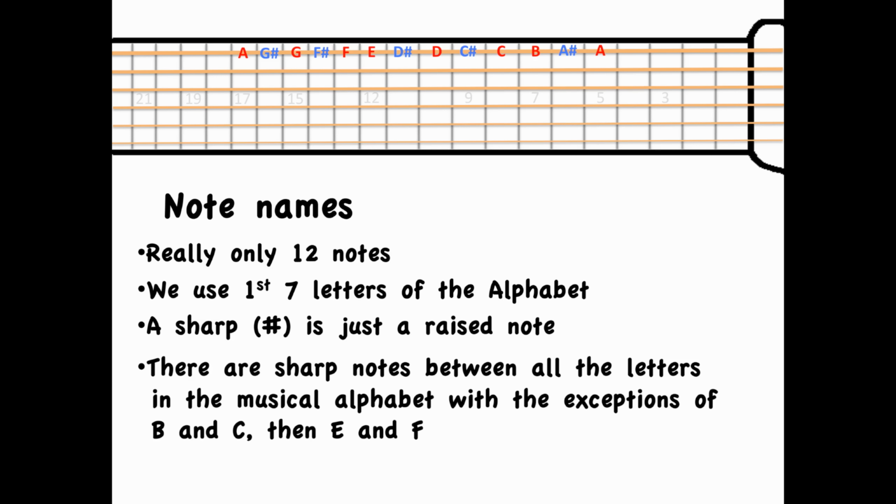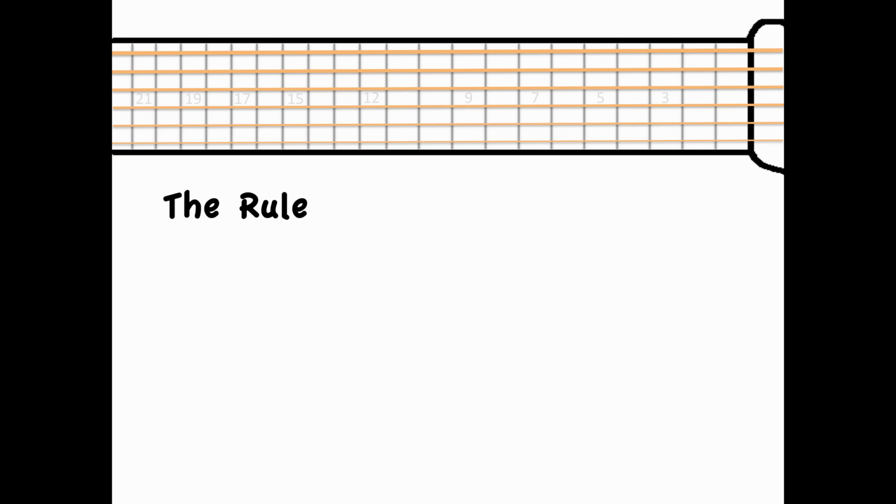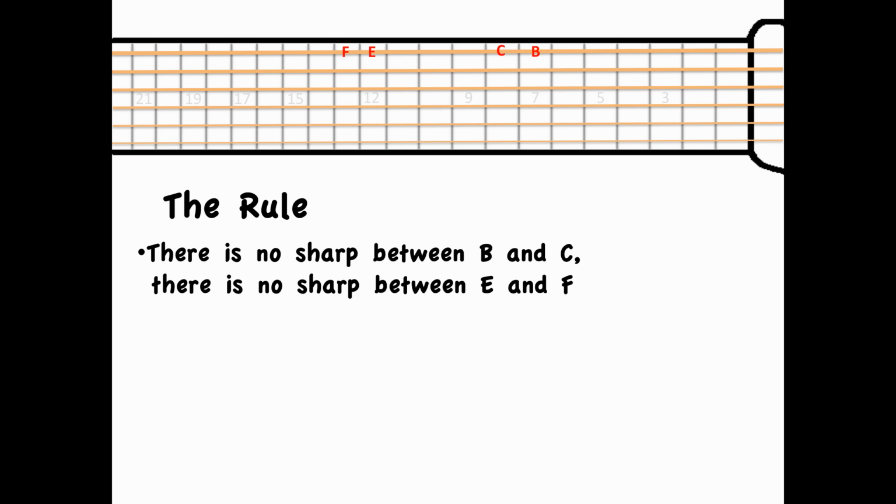There are 2 exceptions. Between the letters B and C, there is no sharp, and between the letters E and F, there is no sharp. But if we remember this exception, and remember that as our rule, it will be easier for us to remember the musical alphabet. So the rule is there's no sharp between B and C or E and F.